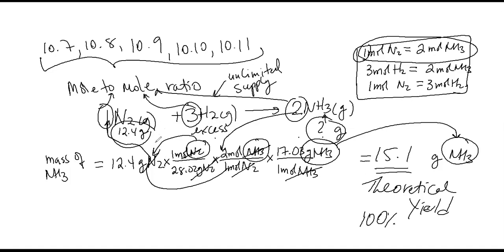Now, this is what's called theoretical yield. This is the maximum amount of the product you can get by reacting 12.4 grams of nitrogen. So in the next video, I will cover what's called the limiting reactants. And I will wrap up with the next video, where we'll cover what's called theoretical and practical yields. And that will be the end of chapter 10. All right, so guys, I'll see you in the next video.